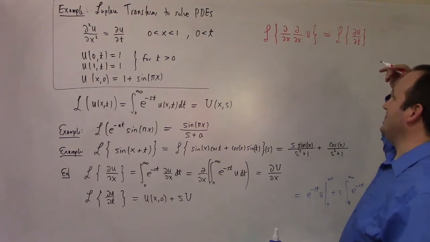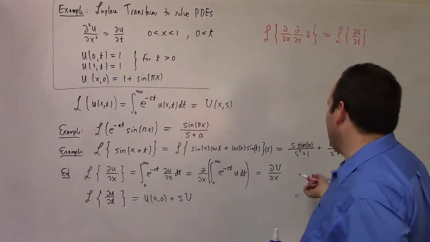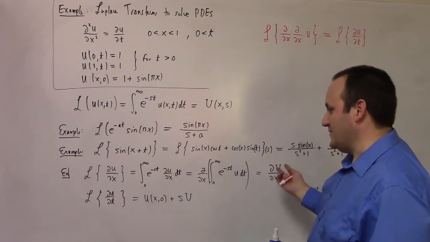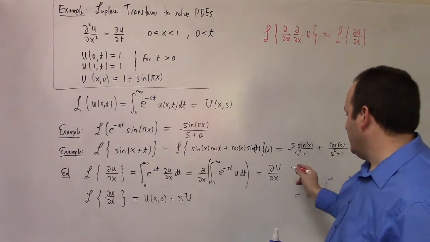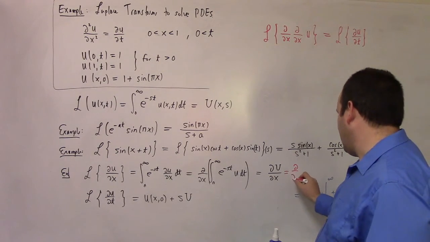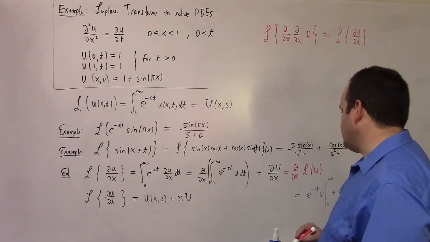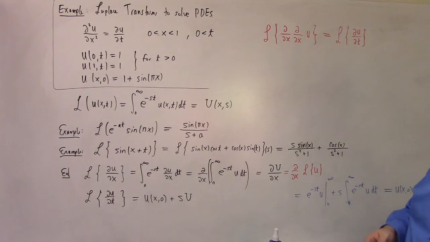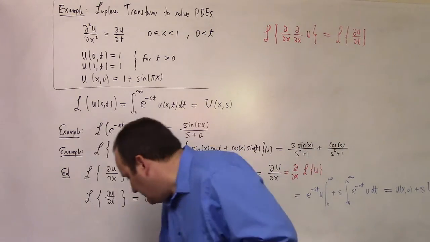Essentially, this theorem says that the Laplace transform and the partial derivative with respect to x commute. You can switch the order of them. So if you can do it once, you can do it twice.